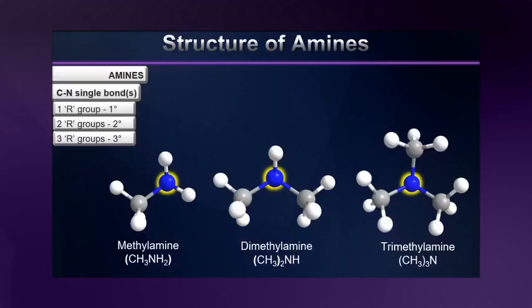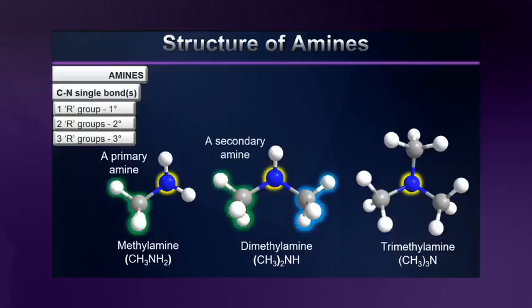Here are some simple examples. Methylamine has 1 R group and therefore would be considered primary, whereas dimethylamine in the center here has 2 R groups and would be considered secondary, and trimethylamine, which has all 3 bonds to the nitrogen as R groups and none of them as hydrogens, would be called a tertiary amine.